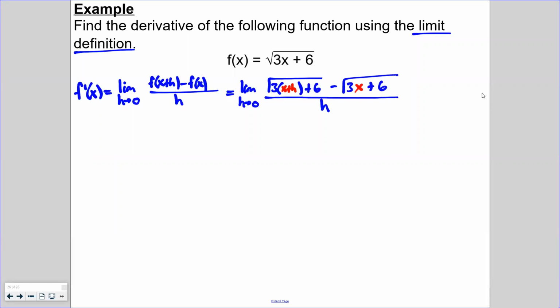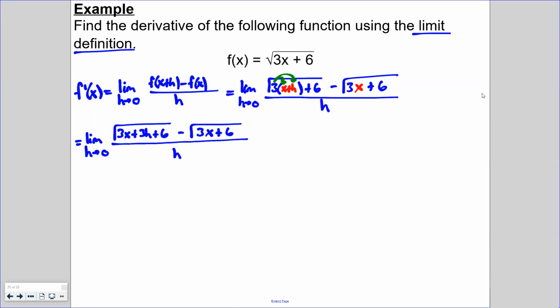all over h. All right, so before we do any of our limit solving, I want to take this 3 and I'm going to distribute it into both of those terms. And that's going to give us the limit as h approaches 0 of the square root of 3x plus 3h plus 6 minus the square root of 3x plus 6 all over h.